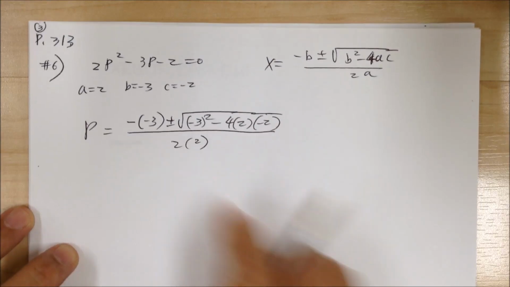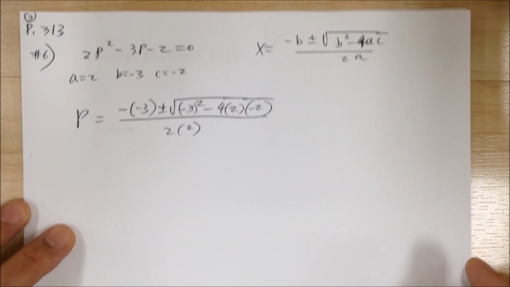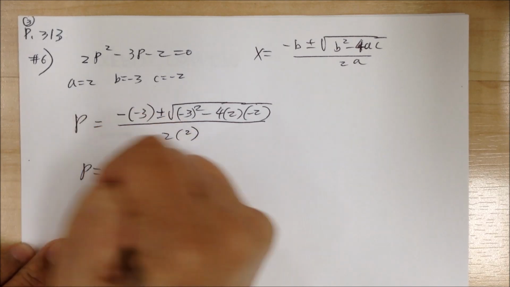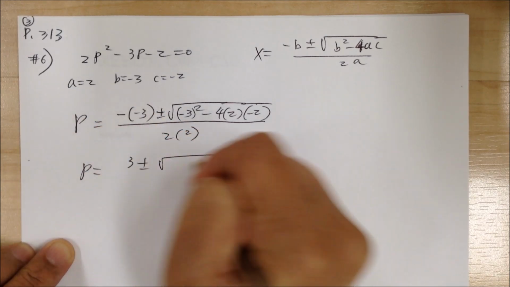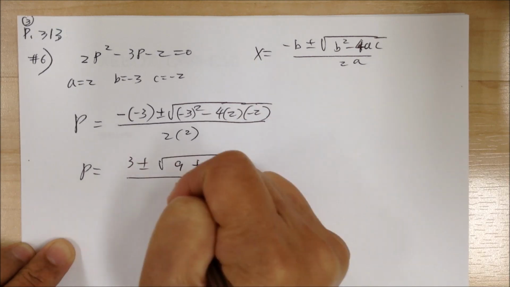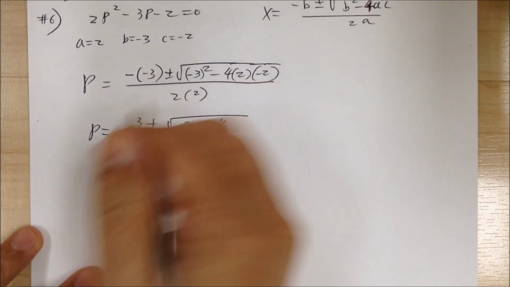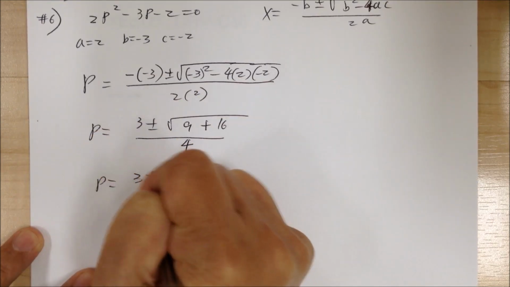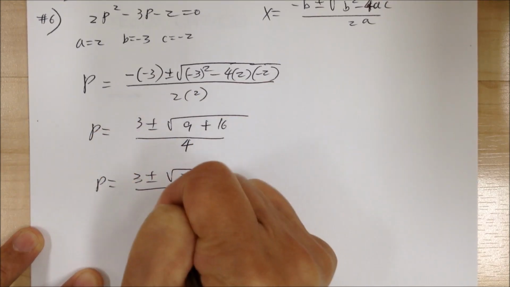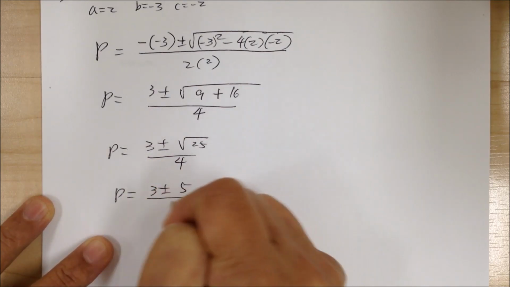So you can only do one step at a time. So go and do the substitution. Then you can go and start to work out the details. So p equal to 3 plus or minus square root of 9 plus 16, over 4. Okay. And then from here, p equal to 3 plus or minus square root of 25, over 4. So p equal to 3 plus or minus 5, over 4.